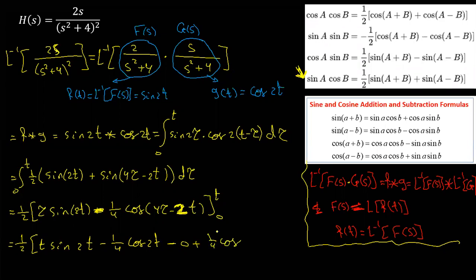Cosine 4 times 0 minus 2t, negative 2t. So equal the half outside. I have t sine 2t, sine 2t.